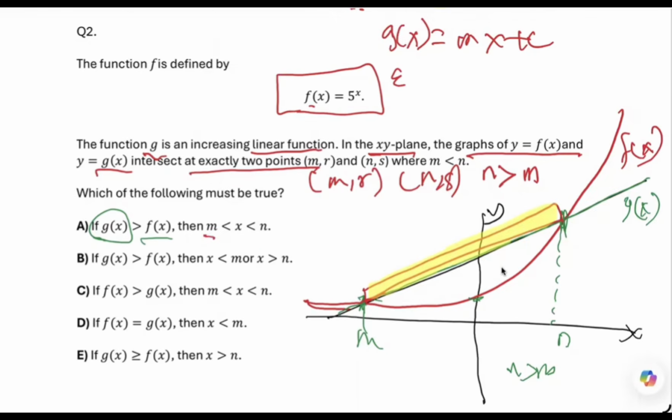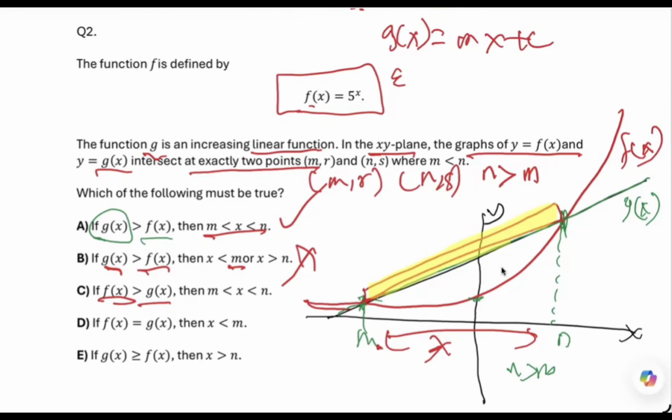And therefore, is this true? n is greater than x. Well, that means from here to here, this is x. That means for every value of x, n is going to be greater than x. It's true. And x is greater than m. It's true. Therefore, this is good. If g of x is greater than f of x, this saying m is greater than x. Well, we just said that m is here, m cannot be greater than x. Therefore, this is wrong.